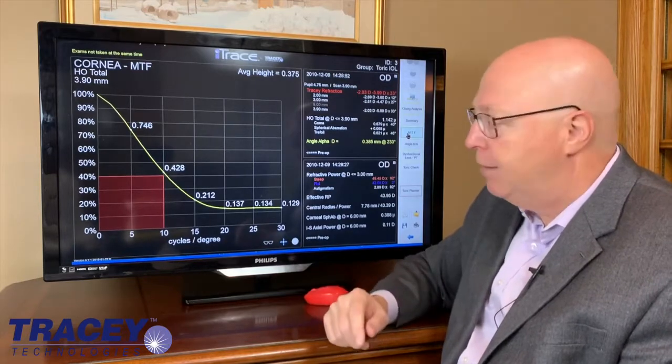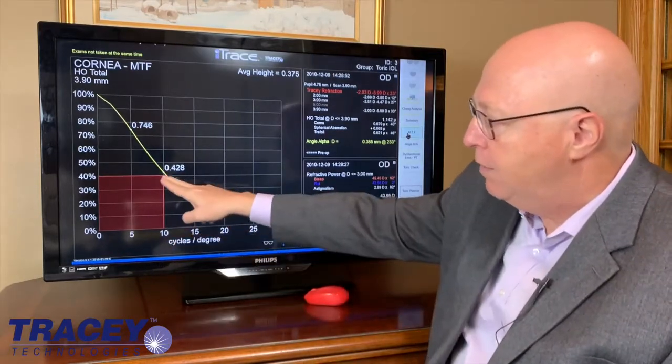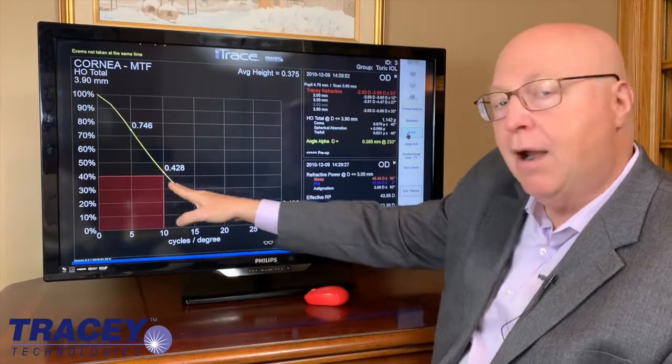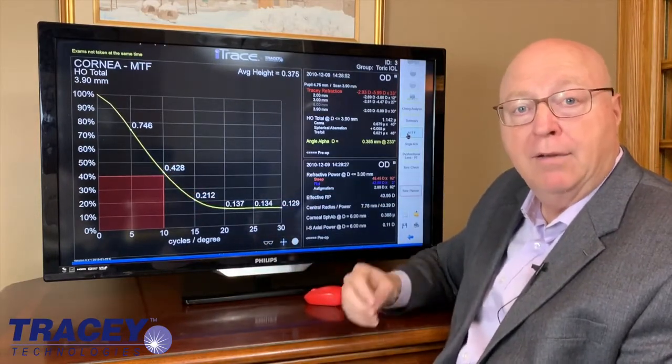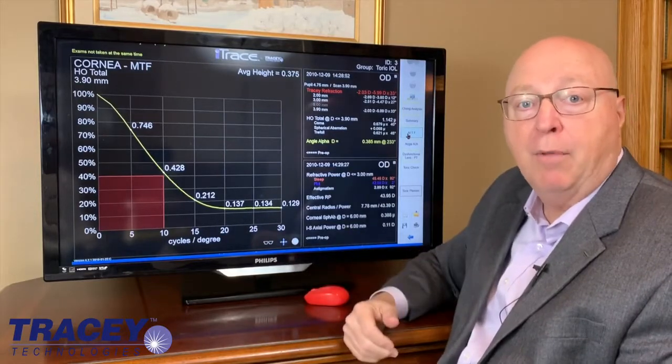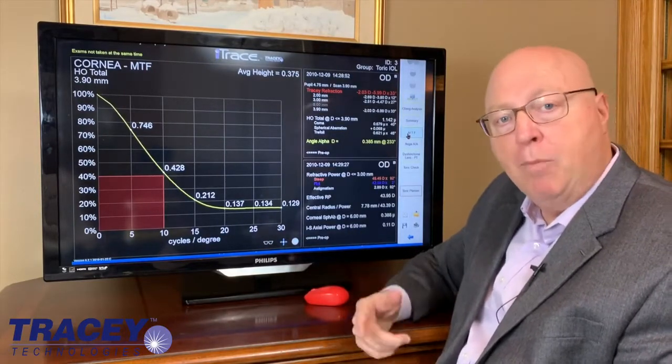I hope that makes sense, but generally speaking, when you see that the patient best corrected is barely out of that box, they're not good enough in terms of corneal optics to justify putting a low contrast multifocal in their eye. I hope that makes sense.